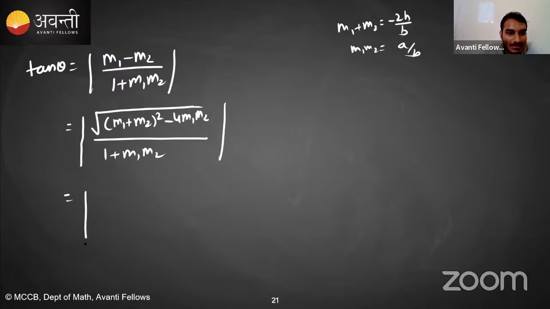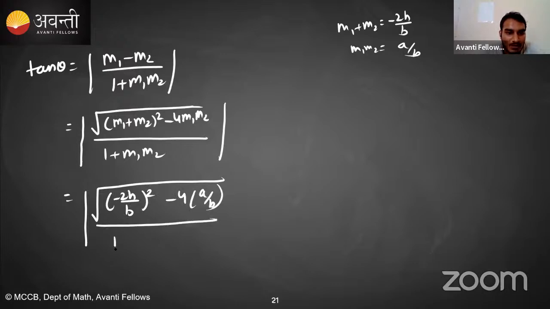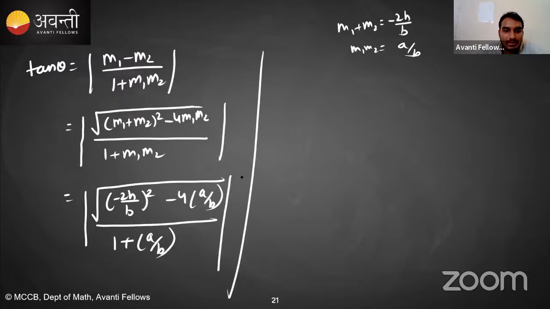So what is m1 plus m2? We just found it. What is m1 plus m2? Minus 2h upon b, whole square. What is m1 m2? A upon b. And 1 plus m1 m2 again is 1 plus a by b. Clear? Is this clear?